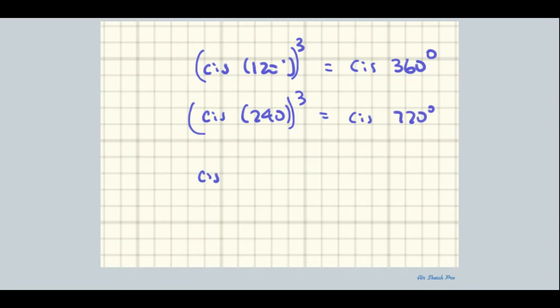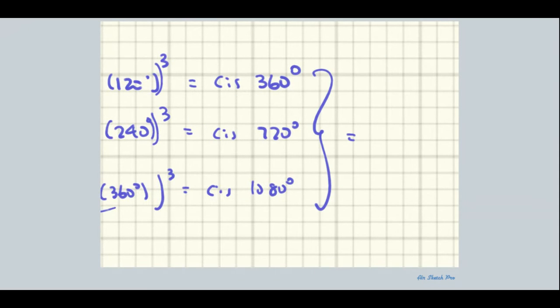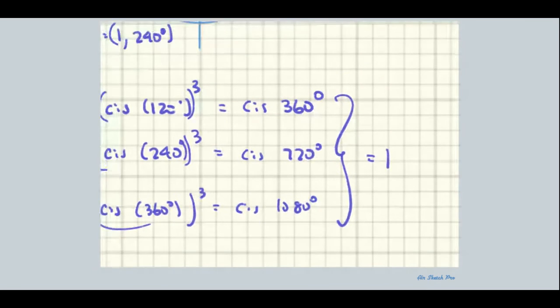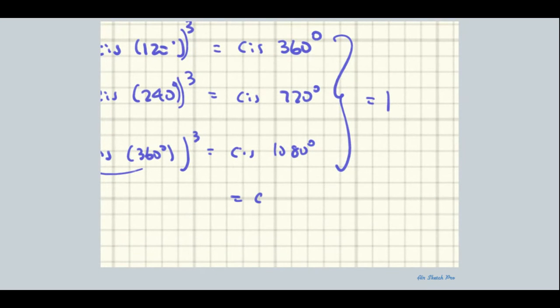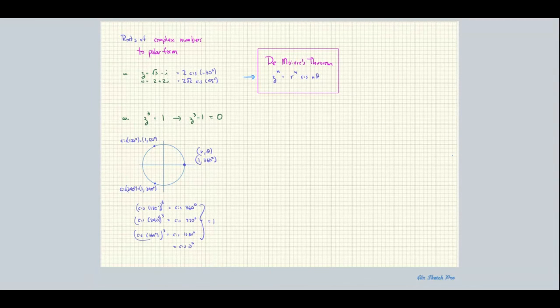And same way as cis of 360 cubed is cis 1080, right? But the thing is, all of those are equal to 1, because those are all the same thing as cis 0. Because every 360 degrees, you're right back to where you started in polar coordinates. And that's the trick.